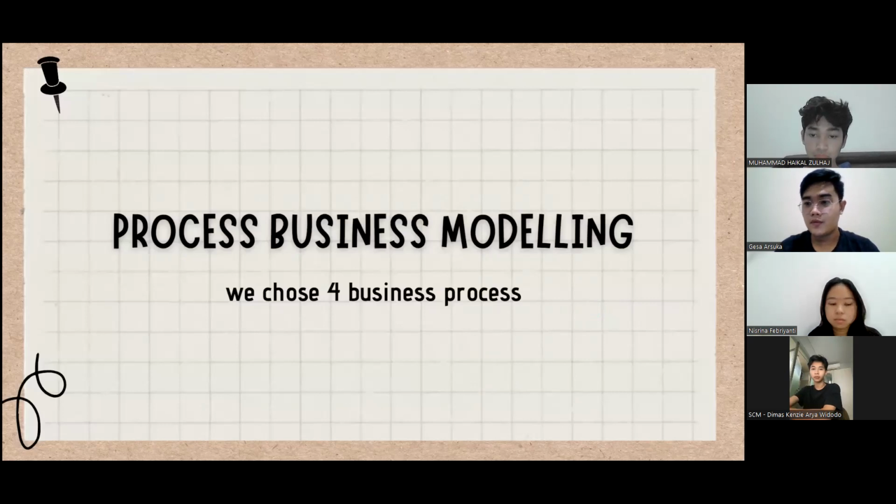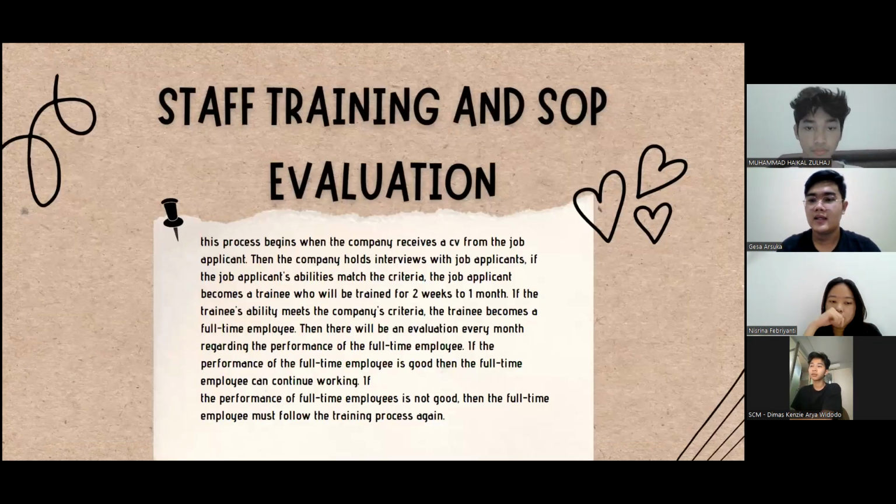Also, now we're going to move on about the modeling of the business processes that have been explained before. From the business processes that have been explained in the process portfolio before, we chose 4 business processes, which are staff training and SOP evaluation, social media marketing, order production, and also kitchen and facilities maintenance and development. And why do we choose these 4 business processes? It is because they have very high to mid importance.